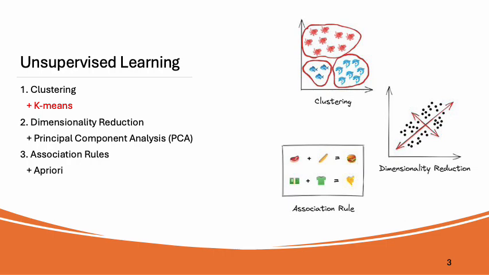The first approach in unsupervised learning is clustering, which is used to group data with similar characteristics. The most common method is the K-means algorithm. For instance, it can be applied to customer segmentation or developing marketing strategies.